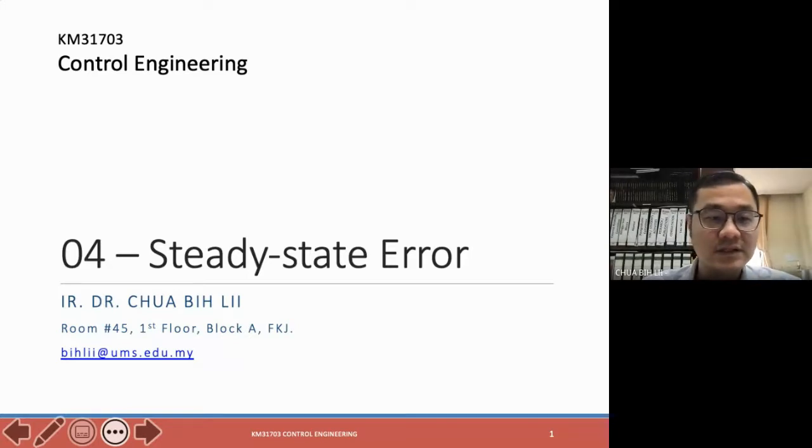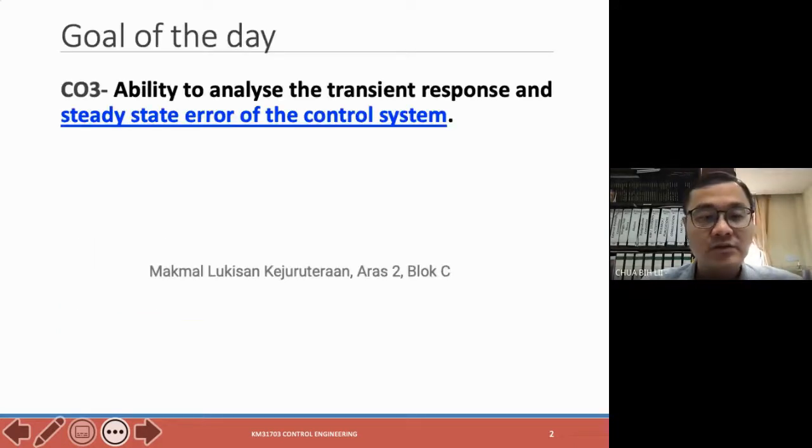So today we will go into a new chapter, or new section, on steady state error. The goal of this section is to address course outcome number 3, which is the ability to analyze the transient response and the steady state error of the control system. So we are looking at the steady state error.